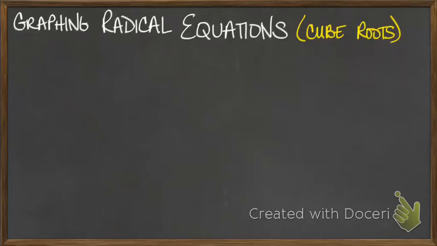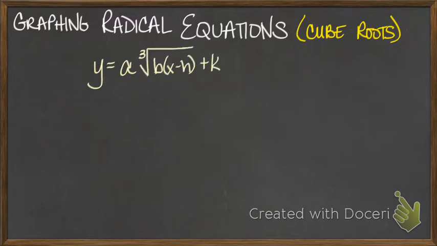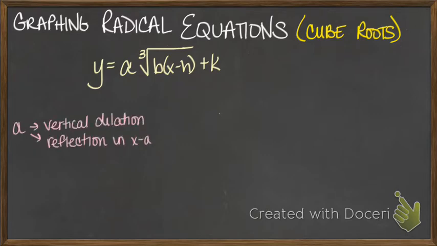The other type of radical function that we're going to look at is cube roots. Now, the generic look to a cube root isn't altogether dissimilar from our square roots. The only other thing being that the index is 3, and each of those variables in their respective locations has the same impact.